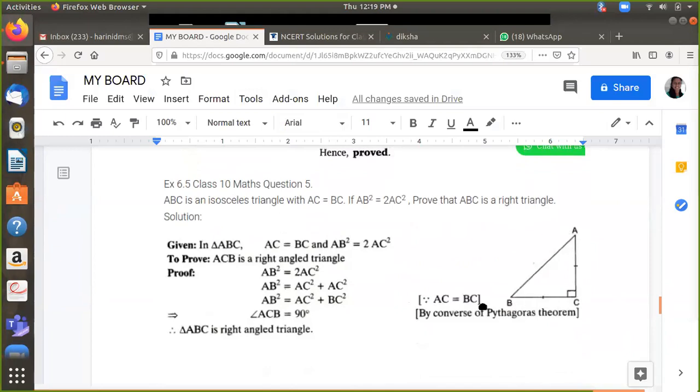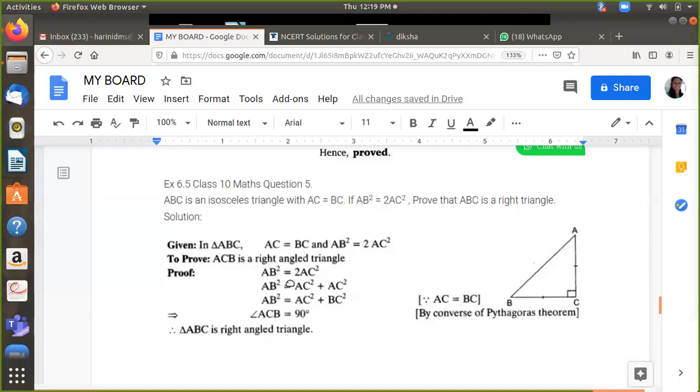It is given to me. Also given is AB square is 2 times AC square. Now I have to go back and show that this triangle has become a right triangle, for which I have to use the converse. So if I have to use the converse, I have to show any 2 sides, the squares will sum up to the square of the third side.